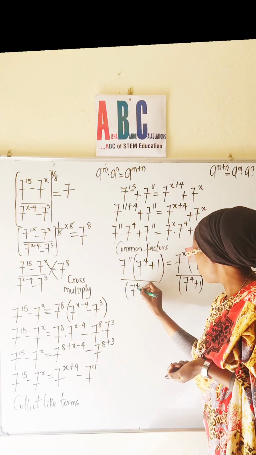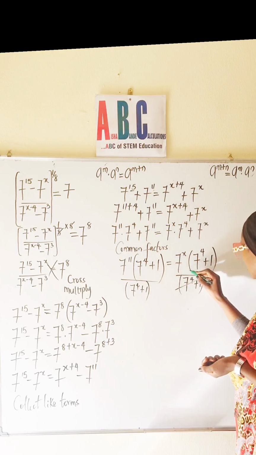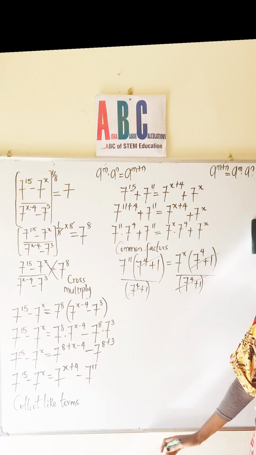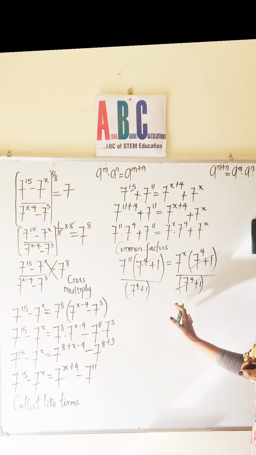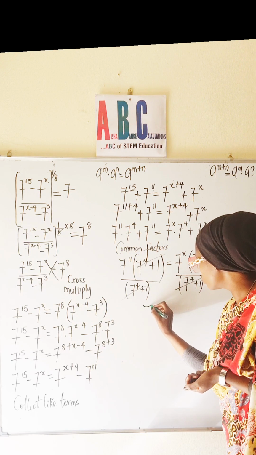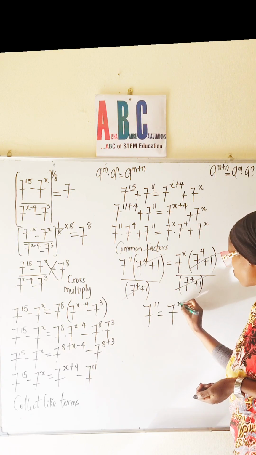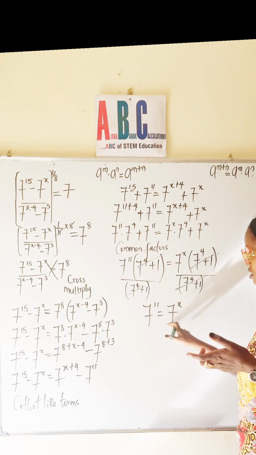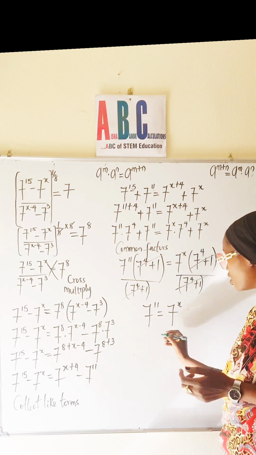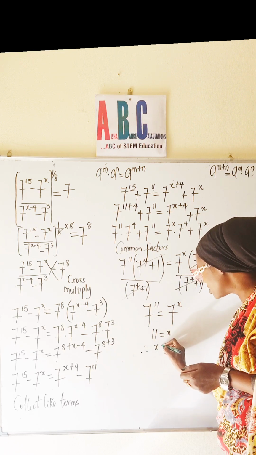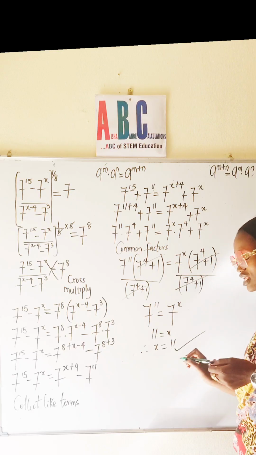So we have 7 to the power of 4 plus 1, so that this cancels out, this cancels this. We're just doing this to make the whole work easier. So what are we left with? We are left with 7 to the power of 11 is equal to 7 to the power of x. I remember from indices, the bases are equal. What did you see? The power equals the power. So we have 11 is equal to x. Therefore, x is equal to 11. So this is the final answer.